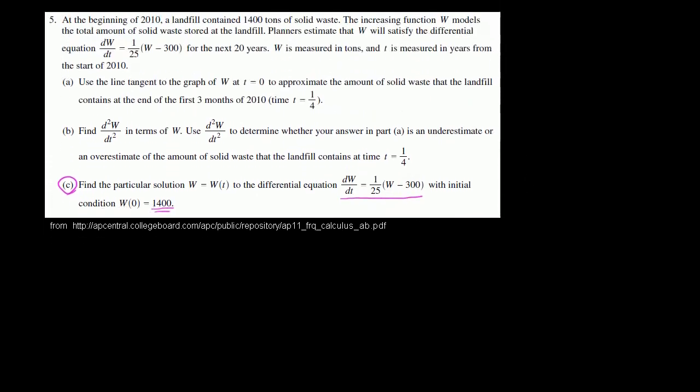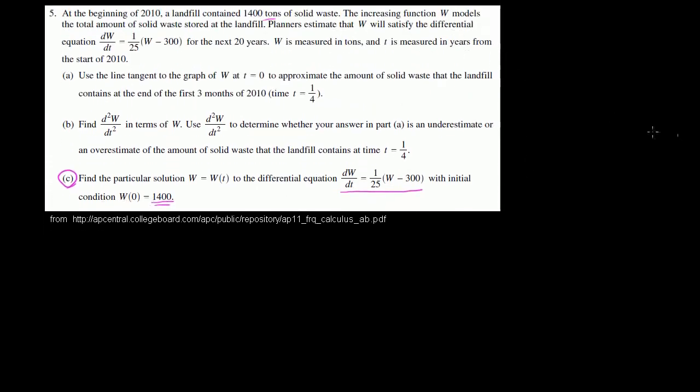Part C. Find the particular solution, w as a function of t, to the differential equation, the derivative of w with respect to t is equal to 1 over 25 times w minus 300, with initial condition, at time 0, w is equal to 1,400. And the units in this problem, they told us, are 1,400 tons.